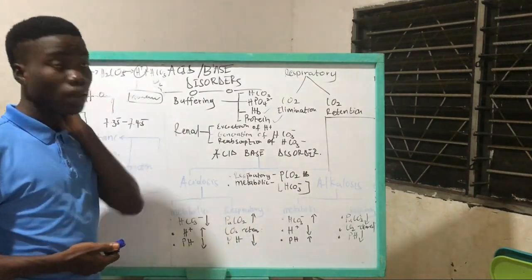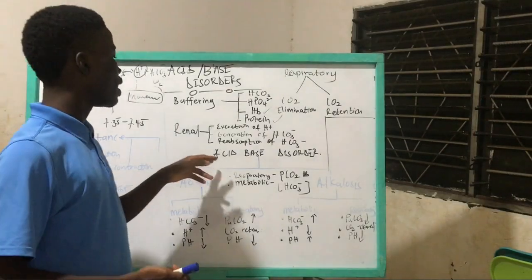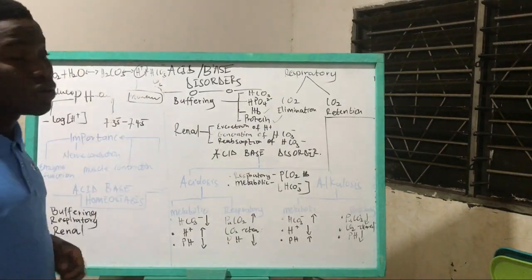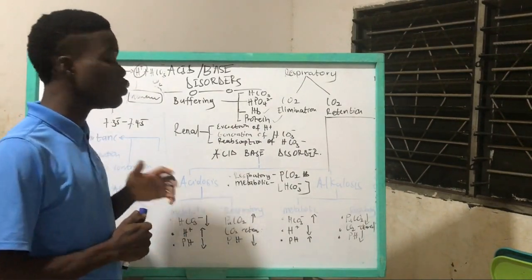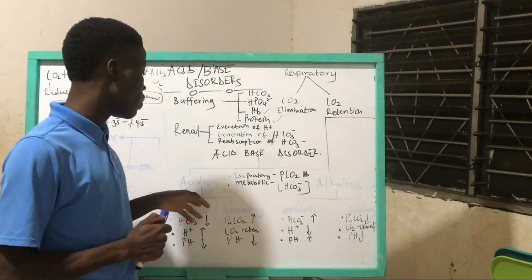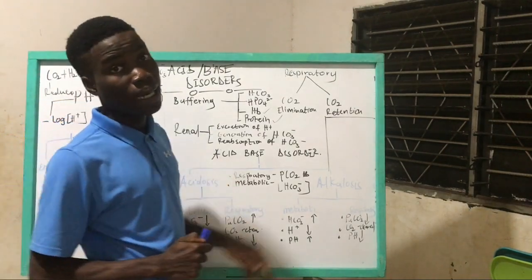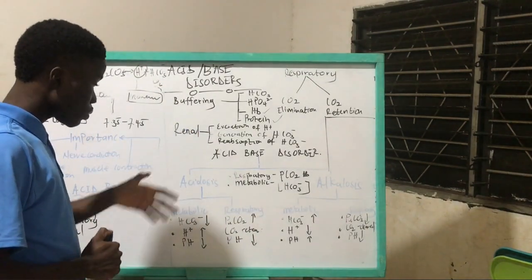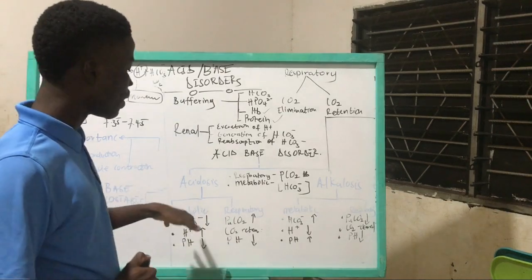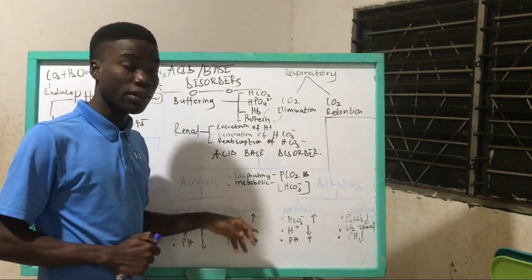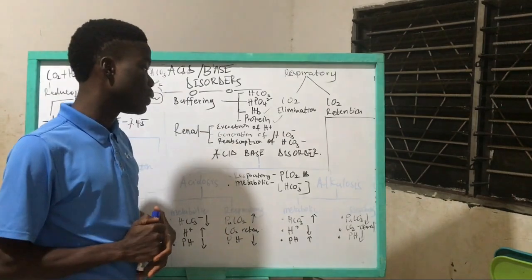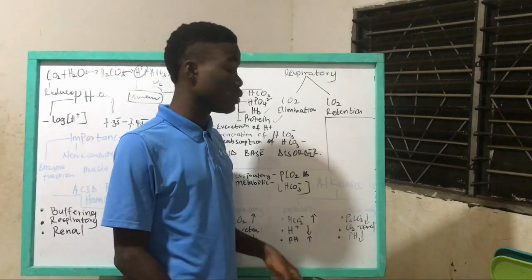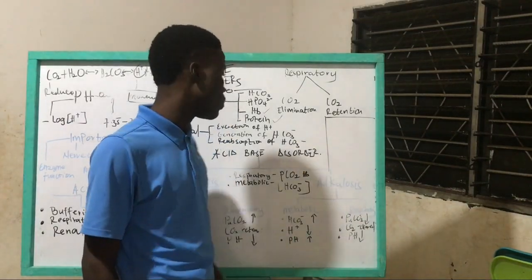Alright. Now let's talk about the acid-base disorders. In the acid-base disorders, we have two major disorders: acidosis and alkalosis. In acidosis, we have metabolic acidosis and respiratory acidosis. And in alkalosis, we have metabolic alkalosis and respiratory alkalosis.